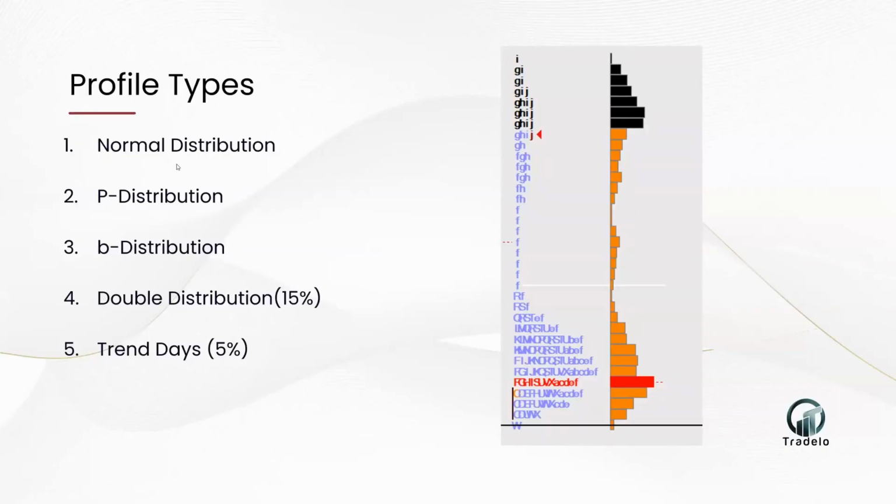So we have normal distributions. They're the ones that occur most commonly, and I'm going to show you that in a moment. We then have P distributions and B distributions. We then have double distributions, which is the strategy I'm going to teach you today. And finally, we have trending days.